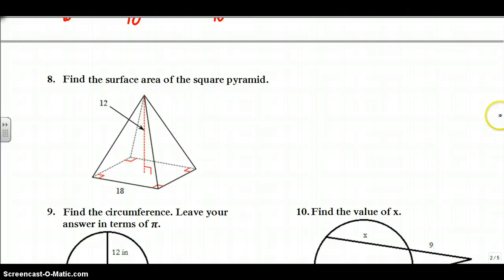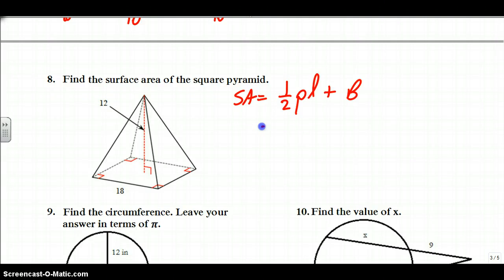Find the surface area of the square pyramid. Well, surface area of a pyramid is 1/2 perimeter times slant height plus 1 base. Okay. So, that's not so bad. Perimeter of the base is actually pretty easy since it's a square. You take 18 plus 18 plus 18 plus 18, and you get 72, times the slant height.